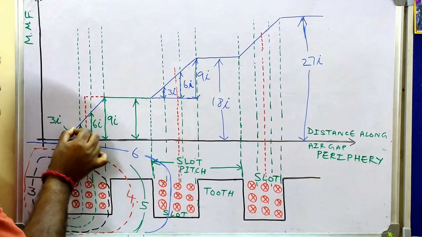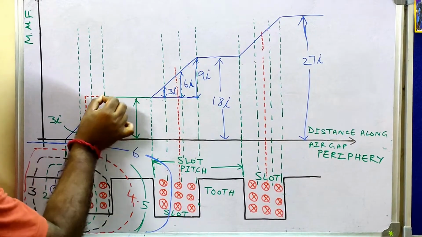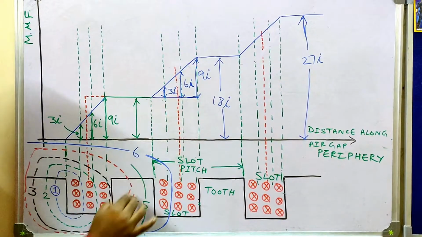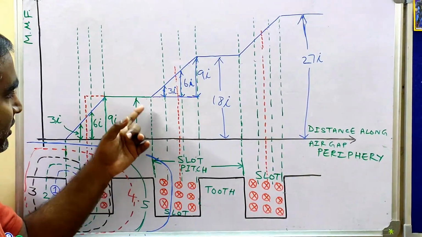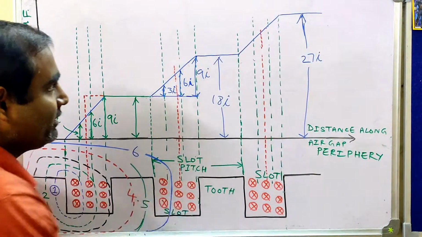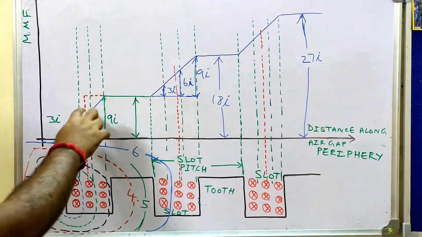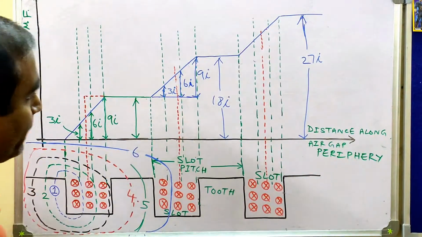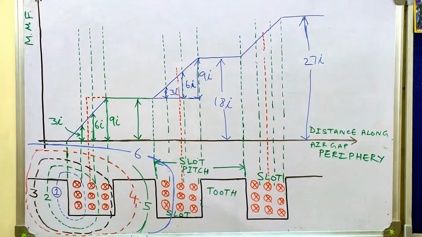It is rising in a linear fashion, in a uniform way. Again it is staying flat over the tooth portion. Again over the slot portion it is rising in a linear way. Again staying flat over the tooth portion, isn't it? So this kind of variation of MMF over the slot pitch is the actual variation.